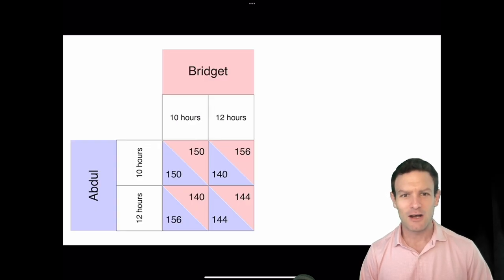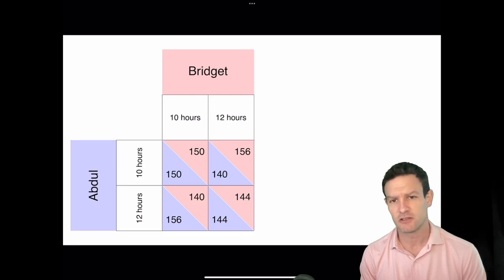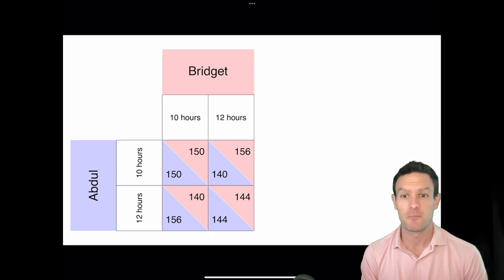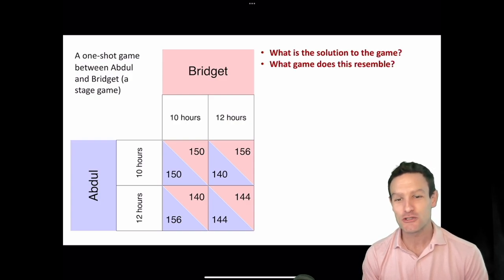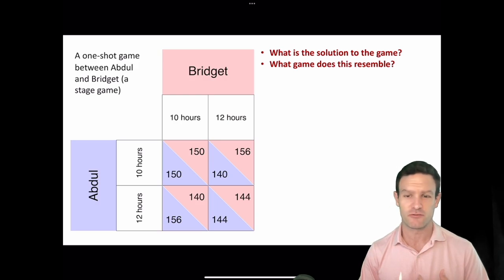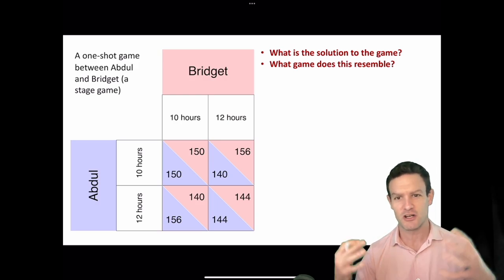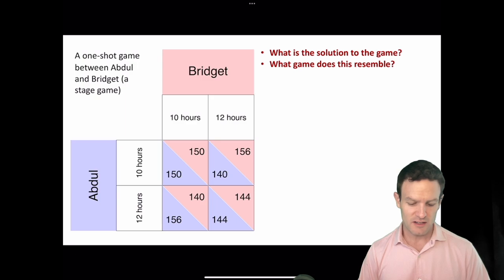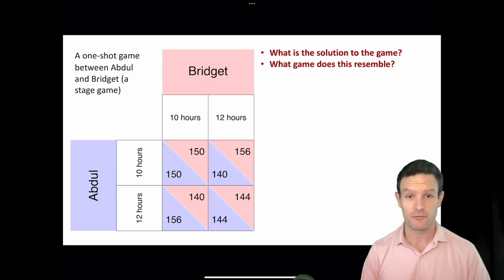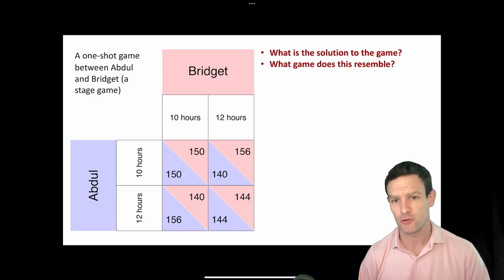Now, if we think about the two strategies here, fishing 10 hours and fishing 12 hours, with the parameters that we have in the game from this chapter, alpha and beta, we end up with the following payoffs in this 2x2 payoff table. The question is, what is the solution to this game and what kind of game does this resemble? We've taken the continuous strategies of fishing HA for Abdul and HB for Bridget, substituted the numbers into the utility functions, and asked what is going to happen if they fish 10 hours or 12 hours. We can see here payoffs of 150, 156, 140, and 144.